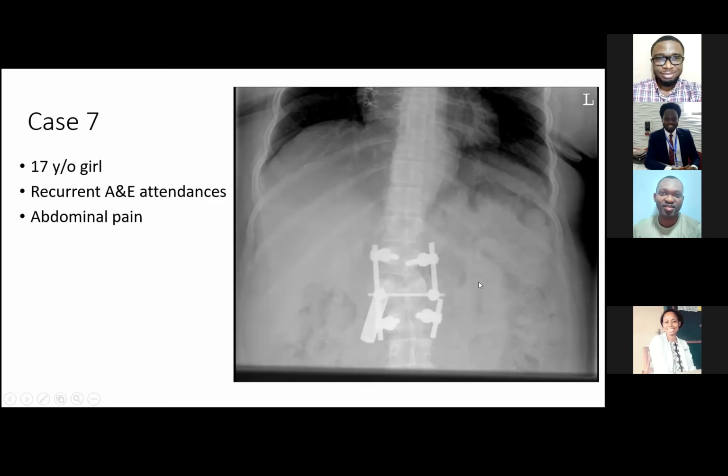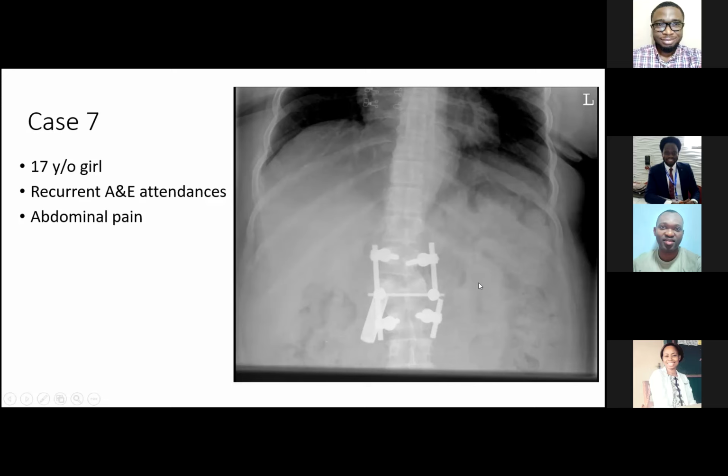Yes, sir. The plain X-ray shows spine instability, multiple vertebra with spinal stabilization with pins and screws. Good.